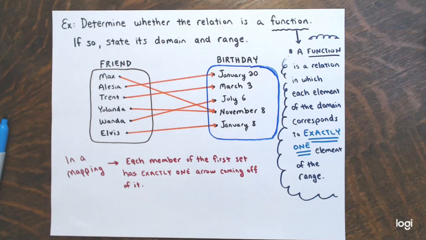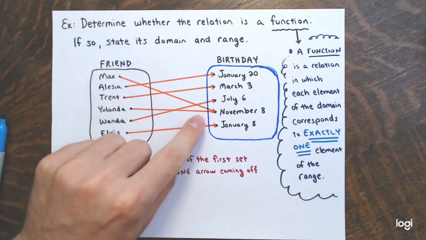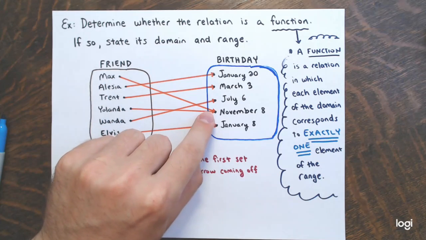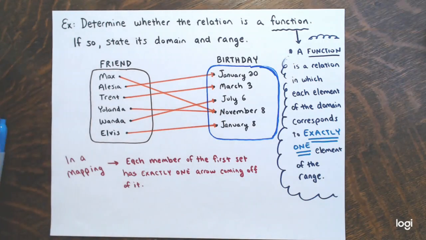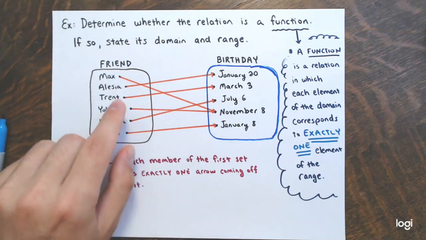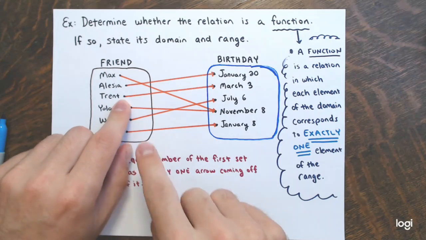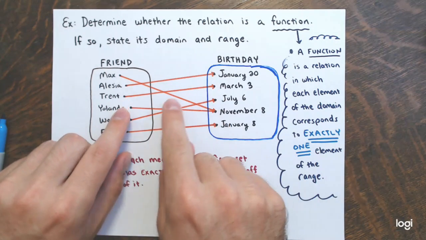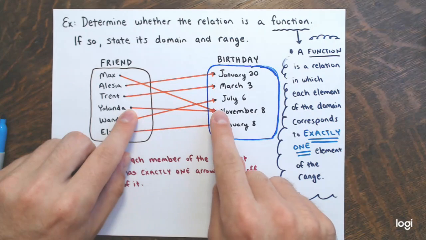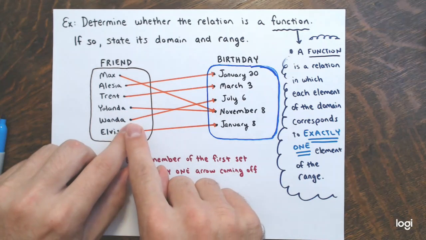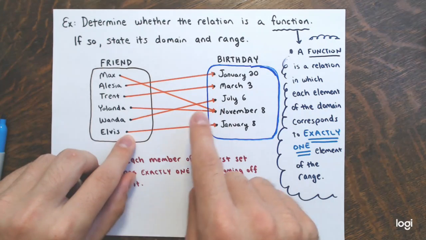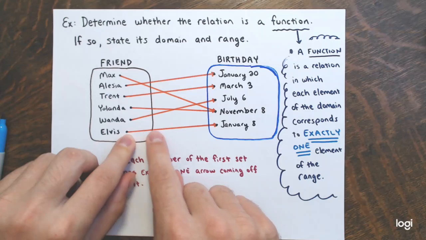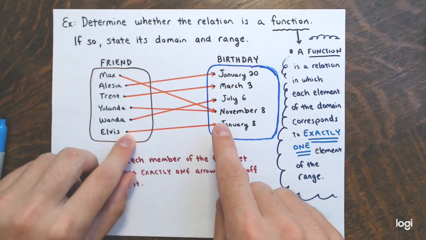Let's see, is that happening here? Yes. Max has the one arrow coming off. It corresponds to only one element in the range, November 8th. Alicia has just one arrow coming off, corresponding to January 20th, and that's it. Trent corresponds to only one element, March 3rd. Yolanda corresponds to only one element, November 8th. Wanda has only one arrow coming off, to July 6th. And Elvis corresponds to only one element in the range, January 8th.